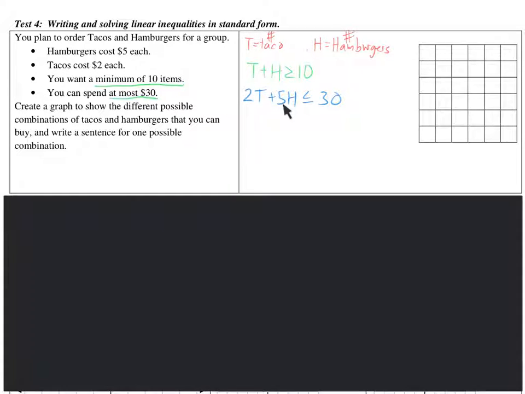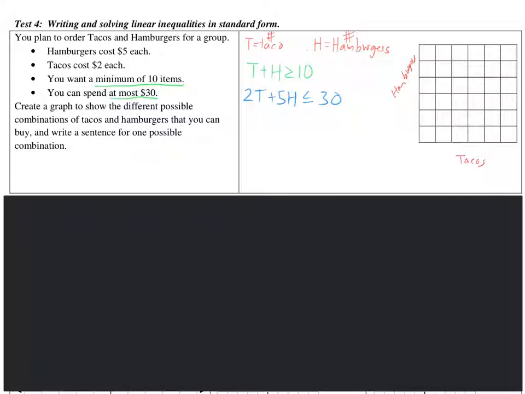I now have created 2 inequalities, which I'm going to graph here. Now, to graph this, I have to stop and think. I have 2 inequalities. I don't have x and y here. I have t and h. So we get to choose which is t and which is h. So I'm just going to call this tacos and call this hamburgers. I'm not going to label them quite yet.